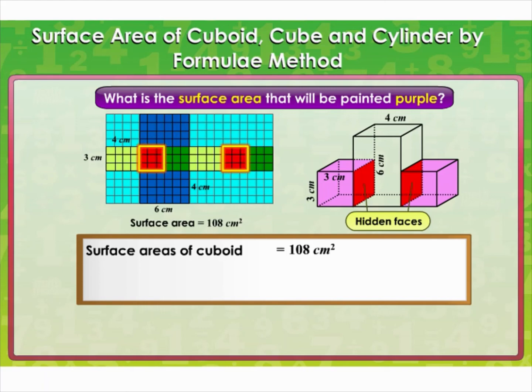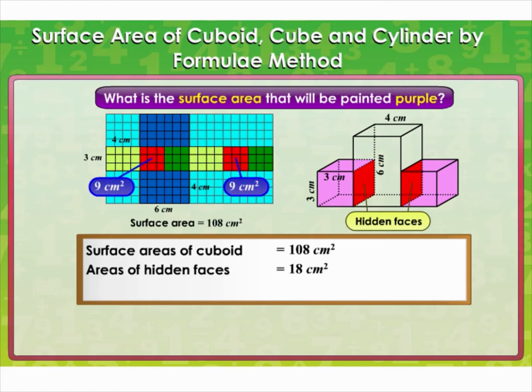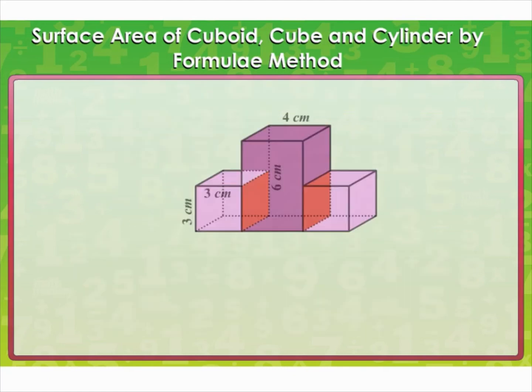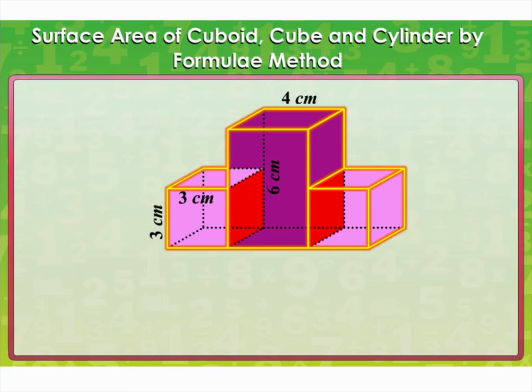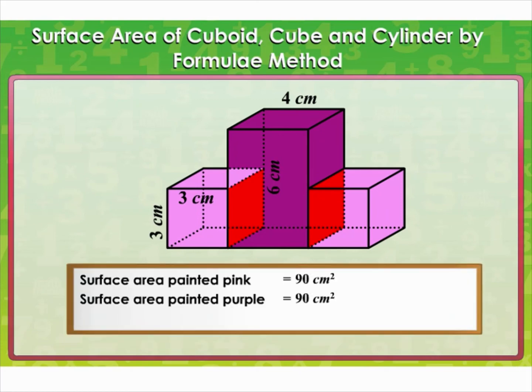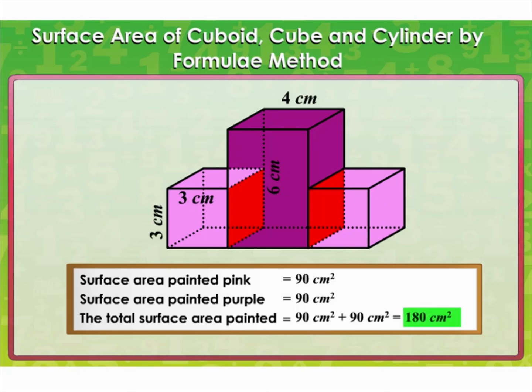These hidden parts of the faces have the same area of 18 square centimeters. So subtract 18 square centimeters from 108 square centimeters. That equals 90 square centimeters. The surface area that will be painted purple is also 90 square centimeters. What is the total surface area that will be painted? The total surface area that will be painted is 180 square centimeters.